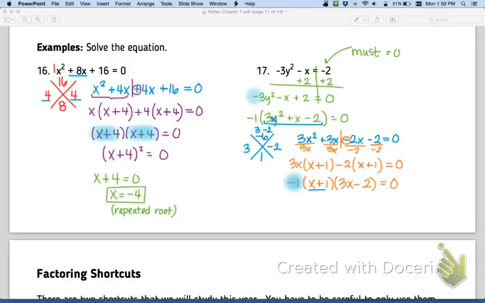But what we do need to do is set each of these equal to 0. So either x plus 1 equals 0 or 3x minus 2 equals 0. So we can subtract 1 here. We get negative 1 for our first solution. On this one, we'll add 2 and then divide by 3. So 2/3 is your other solution.